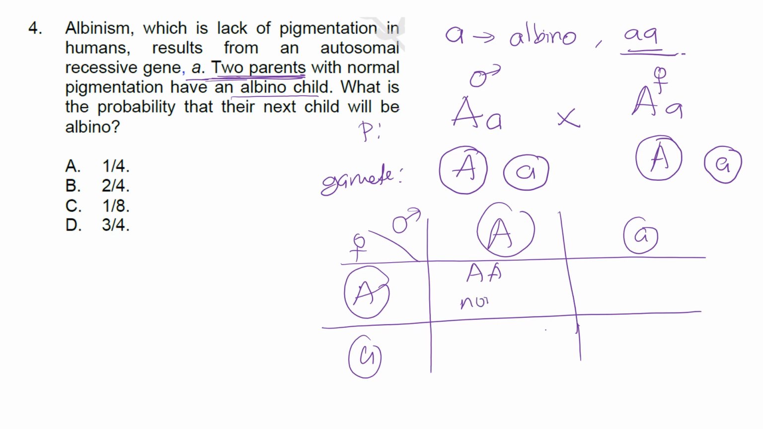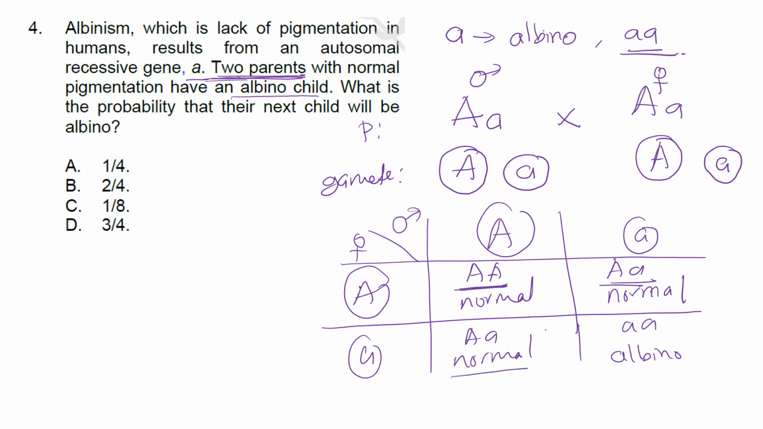So this will be normal, homozygous dominant. Capital A, small a is heterozygous. These are normal also. They are heterozygous, they are carriers actually. This one also heterozygous, they are normal but they are carriers. And then the last one is homozygous recessive, and this is the albino child. So there are four possible outcomes: one homozygous dominant, two heterozygous, and one albino.